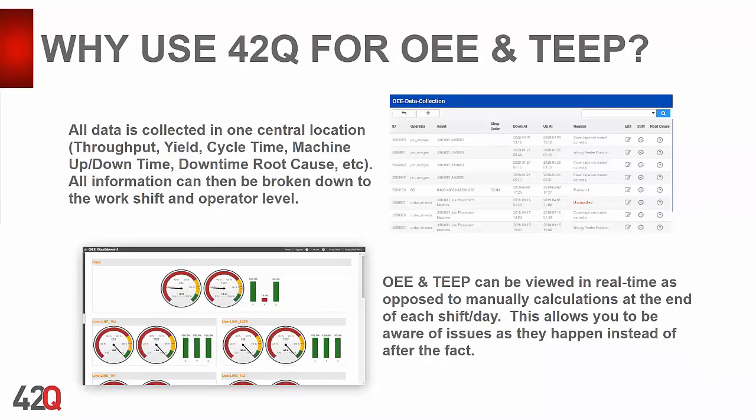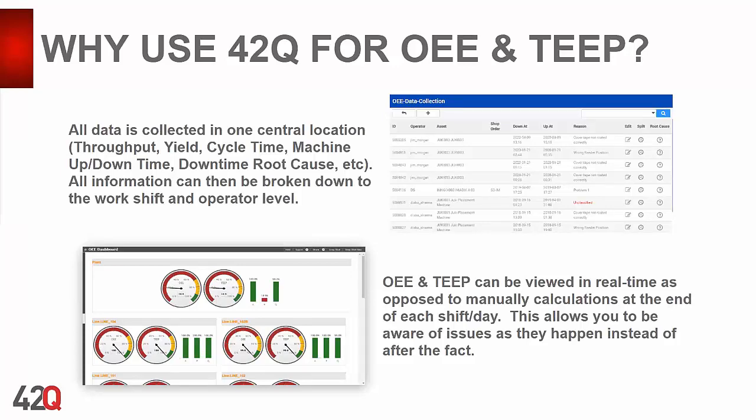All right, now we talked a little bit about the different factors, what OEE and TEP are. So now I'm going to hand it over to Jim, and he's going to talk about why you should use 42Q for OEE and TEP. So Jim, I'll let you take it away.